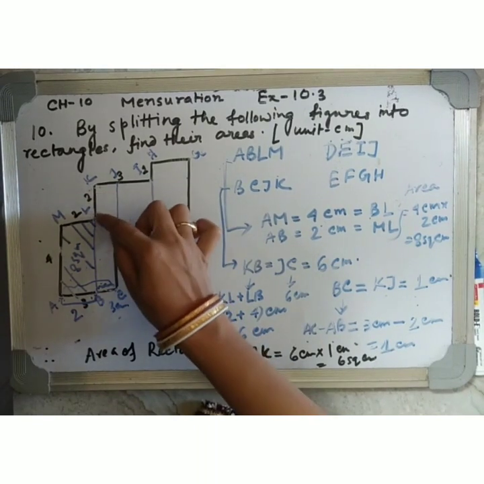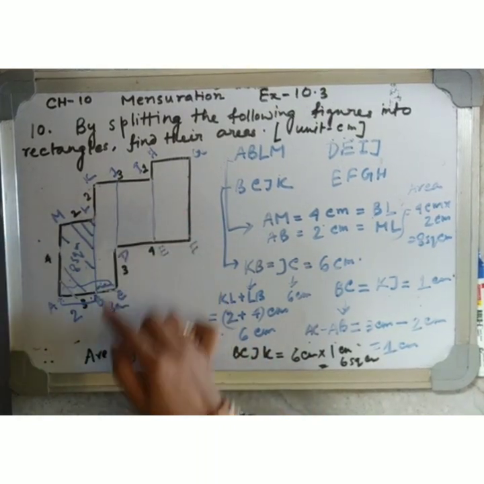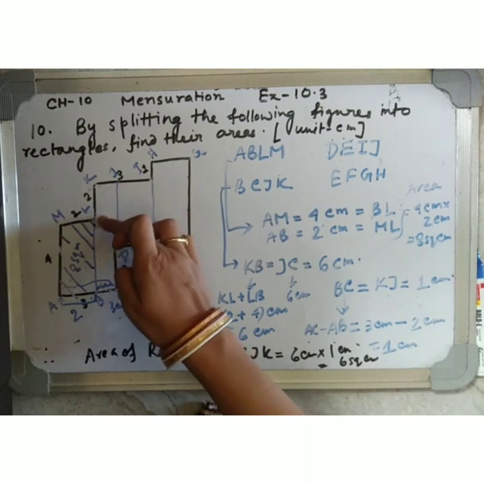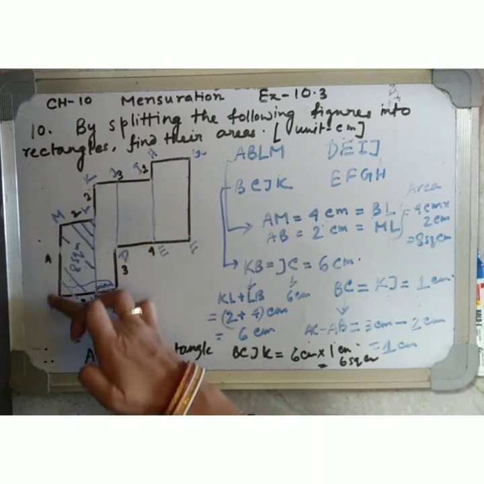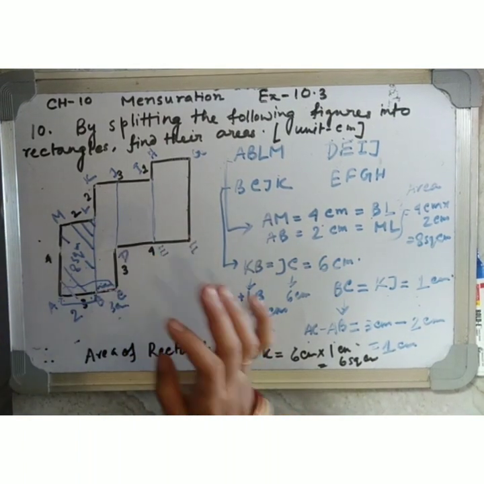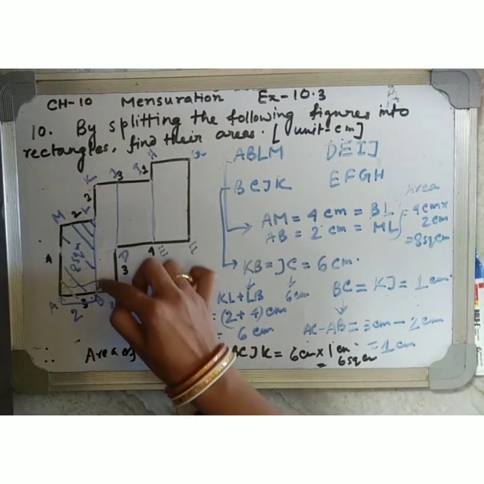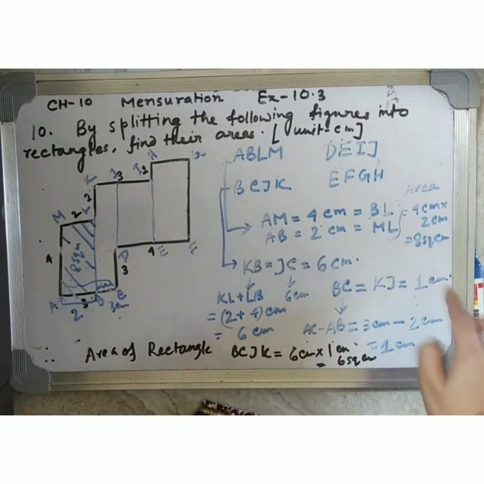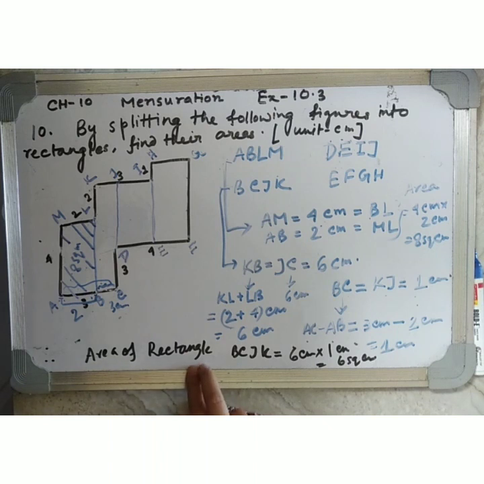We don't have any specific length for the rectangle, so we have added two parts of it, KL plus LB. Okay, KL plus LB, this part KL is of 2 centimeter and LB was equal to AM, which was of 4 centimeter. So BL was also 4 centimeter. So KL plus LB means 2 centimeter plus 4 centimeter, that is 6 centimeter. We have written it. Okay, now for finding the area of the rectangle, we have just multiplied length and breadth and we have got the area of BCJK.